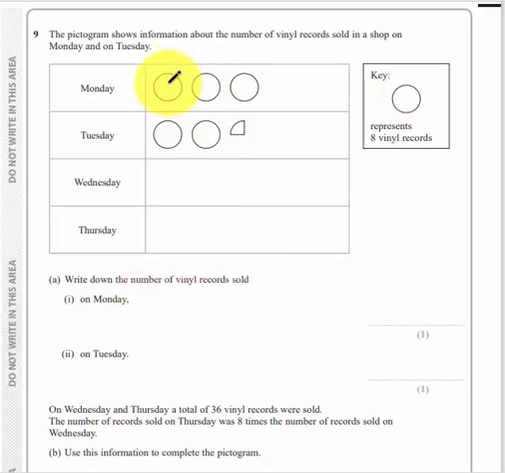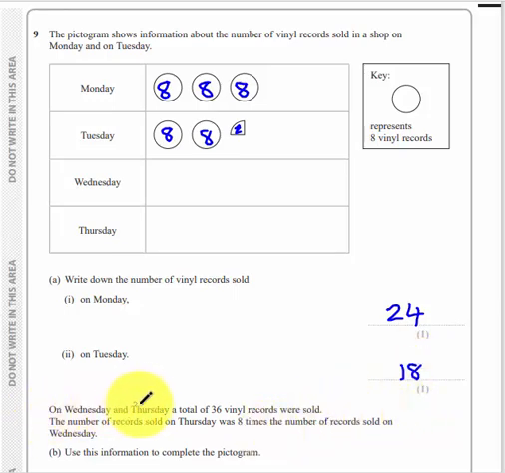Well, if each circle represents 8, that's 8, that's 8, and that's 8, and 8 plus 8 plus 8 is 24. On Tuesday, that's 8, that's 8. Now that's just a quarter of a circle, so that's going to be 2. Because if you imagine the other 3 quarters would also be 2 to make the 8, but we've only got a quarter of the circle there. So we've got 8, 16 and 2 make 18.